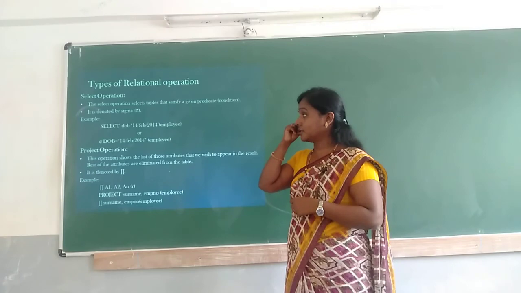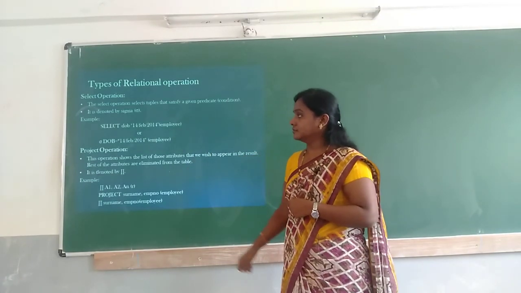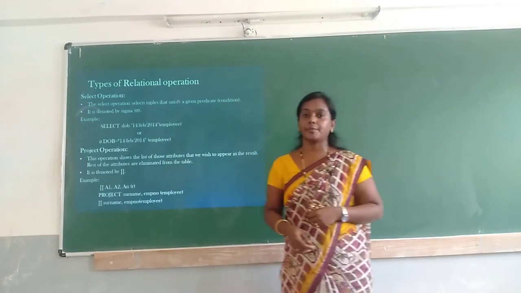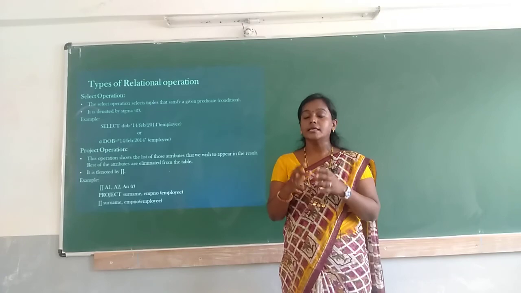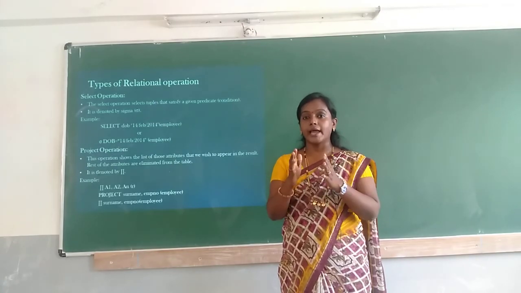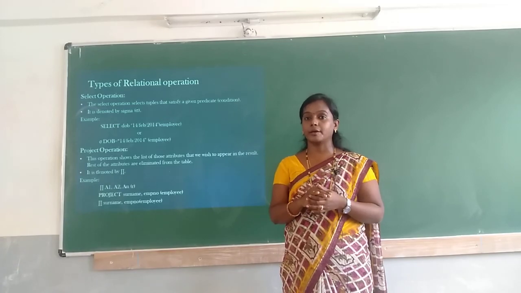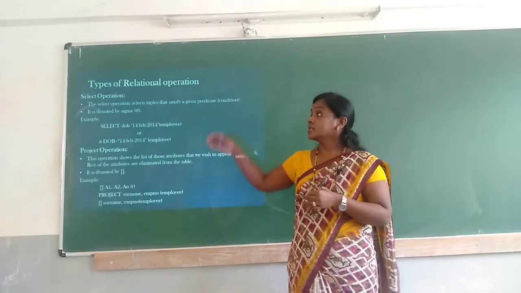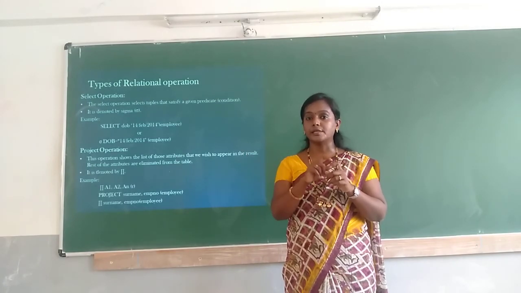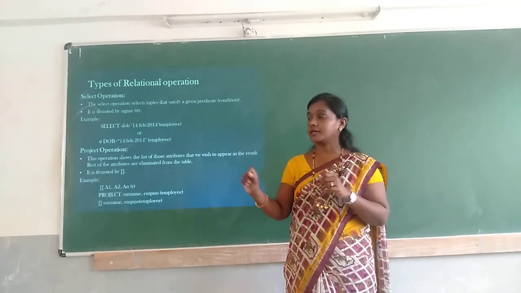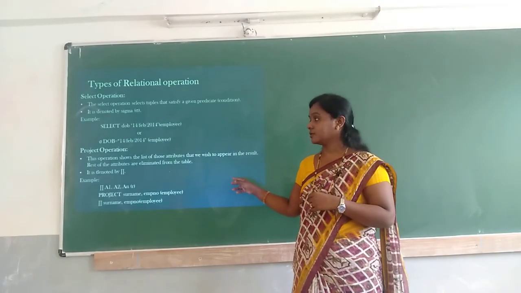Okay, next this is the symbolic notation. Next we have project operation. In this project operation we can only select some attributes. If we want to display only 2-3 attributes, then we use the project operation. When do we use select operation? To select one or more tuples, rows, we use select. To select attributes, we use this project.